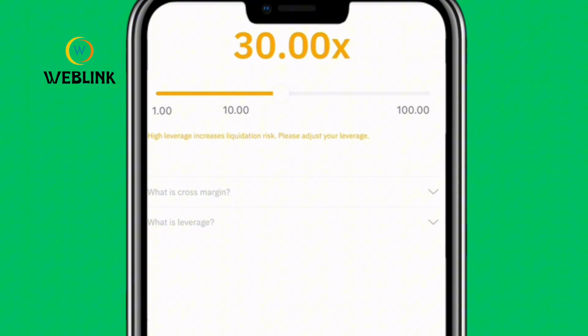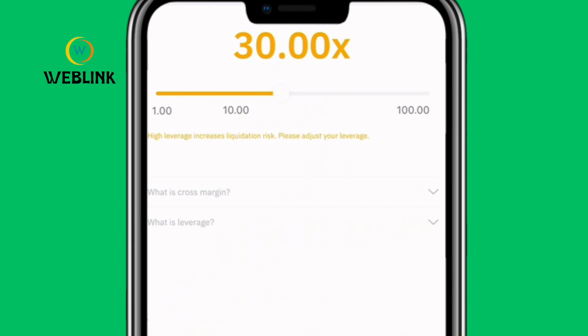Let's say for example you are picking 30x leverage like you have on your screen and you have just $100 to trade. The amount of money you'll be going into that trade with will be $100 times 30, which is about $3,000. So that means that with 30x leverage, you can enter a trade with $3,000 and you're only dropping $100 from your wallet. I hope you understand that.